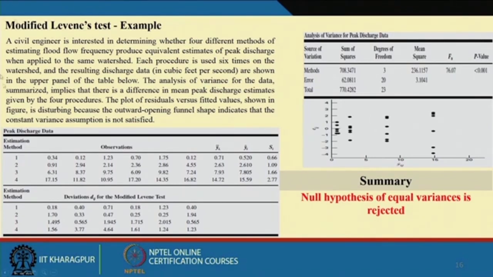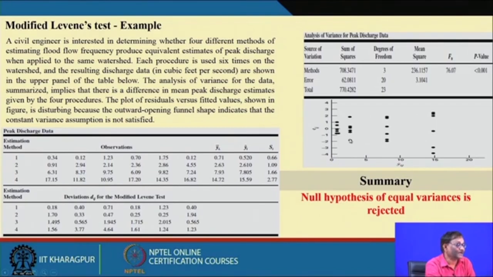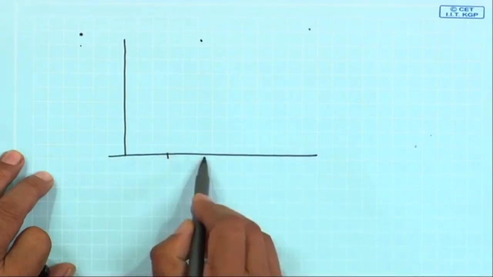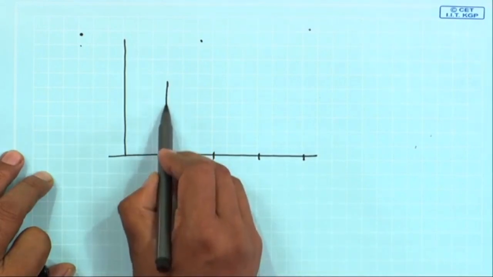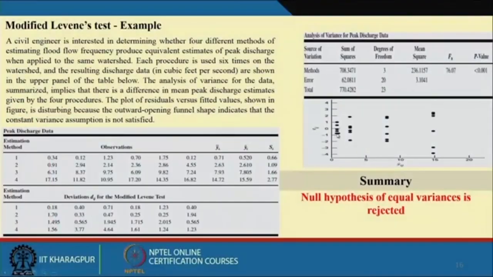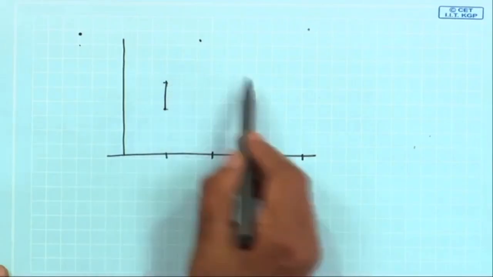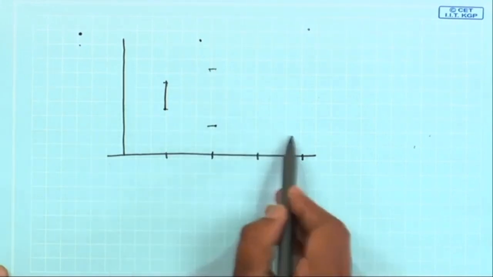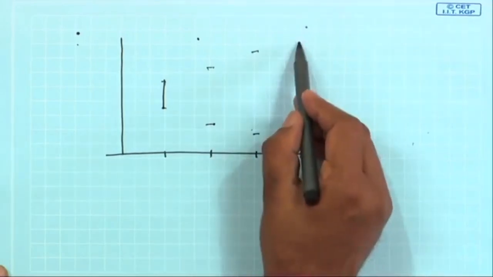Okay. So here, with another interesting example, using the modified Lehmann test, we found that the p value is less than 0.001, the computed value is 76.07, and the tabulated value will be much lower. So what I can say is that there is a difference. For example, in the first level this is the spread, second level this is the spread, third level this is the spread, fourth level this is the spread. So what is the spread here? The error spread is also sigma square. Level 1, 2, 3, 4, the first level spread is like this. You just see the minimum to maximum spread. Second one like this, third one like this, and the fourth one also like this.